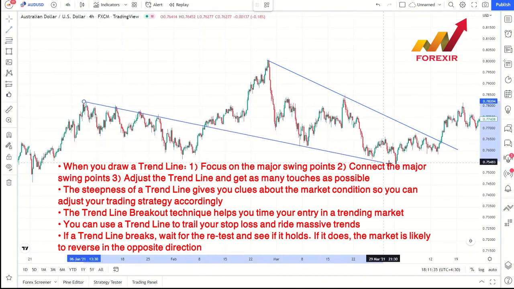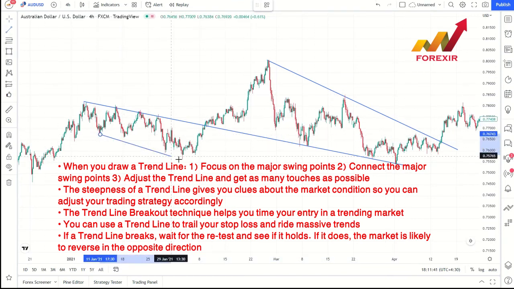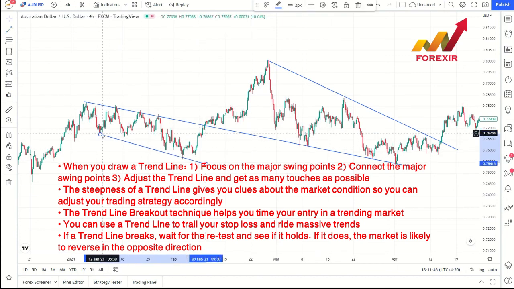You can use a trend line to trail your stop loss and ride massive trends. If a trend line breaks, wait for the retest and see if it holds. If it does, the market is likely to reverse in the opposite direction.